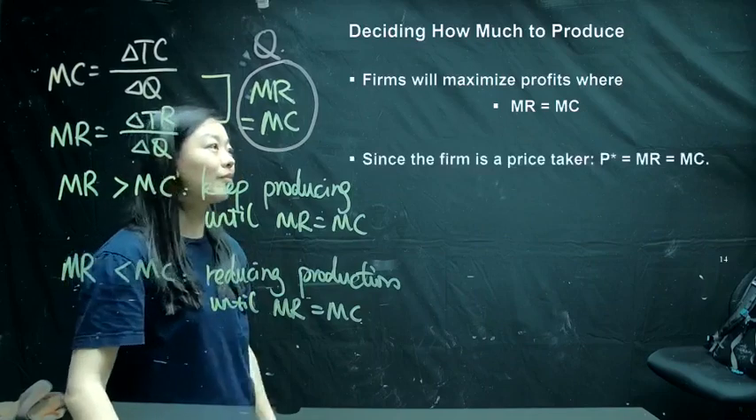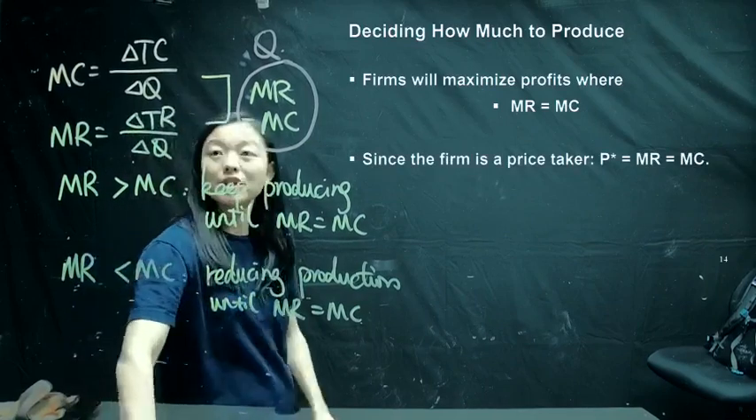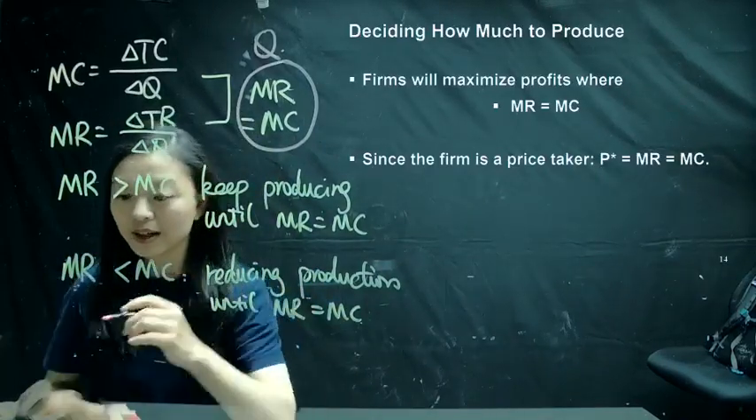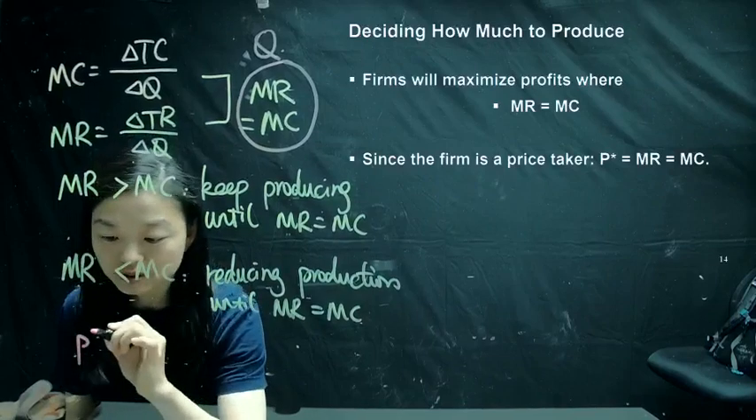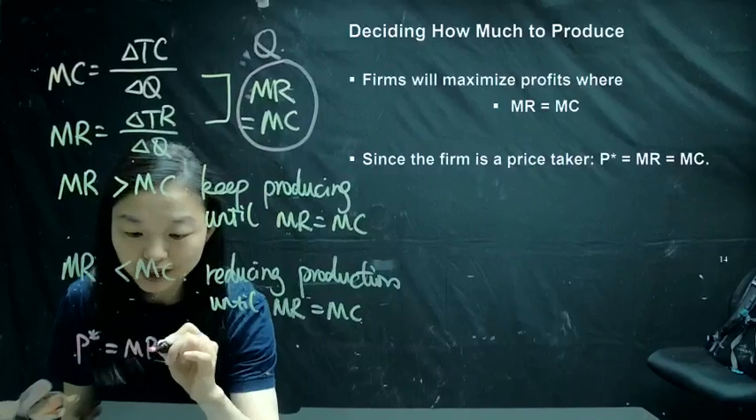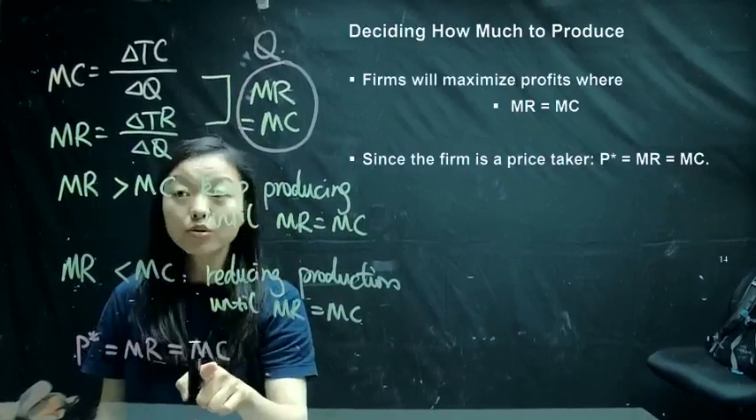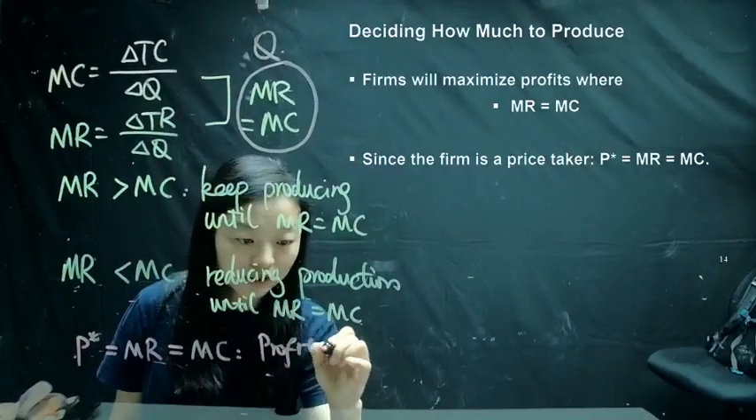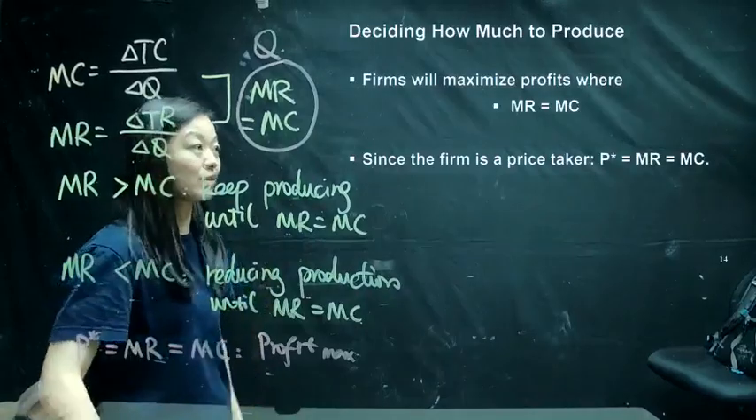Now, since the firm is a price taker, because it is in a competitive market, we notice that in a competitive market, the price, which is the market equilibrium price, equals marginal revenue, right? And when it equals marginal cost, we can have our profit maximization.